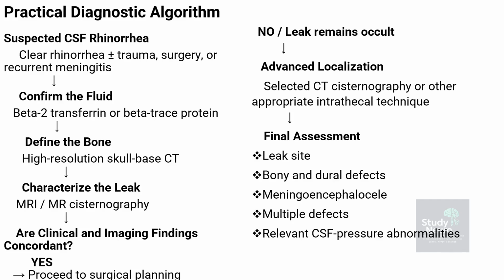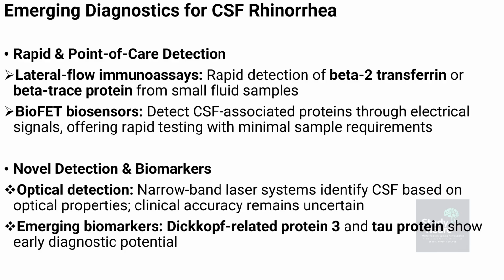Emerging technologies aim to make cerebrospinal fluid detection faster and more accessible. Lateral flow immunoassays can target beta-2 transferrin or beta-trace protein using small fluid samples, while BioFET biosensors detect cerebrospinal fluid-associated proteins through electrical signals. Optical techniques are also being investigated, along with potential biomarkers such as Dickkopf-related protein 3 and tau protein. These approaches are promising, but clinical accuracy and validation remain important limitations. Conventional biochemical testing therefore remains central to current practice.